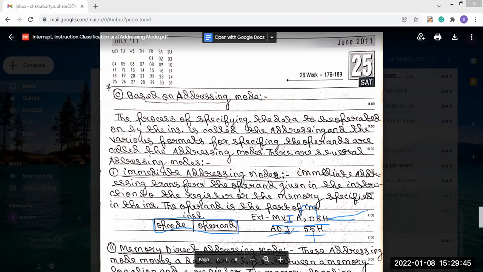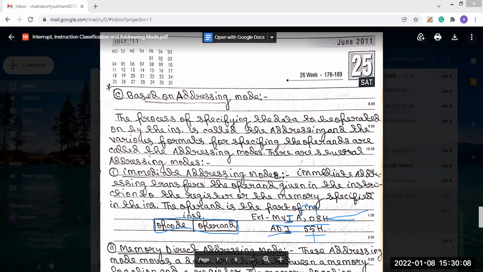We can generalize and say that an instruction in which the memory location is specified should be the memory direct addressing mode. That means what will the instruction format be? We all know that the instruction format is first the opcode, second the operand.